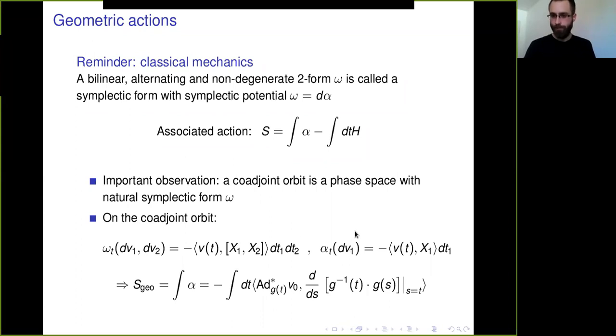Anyways, the symplectic potential is then just given as applying V onto x1. From this, one can define the geometric action by integrating over the symplectic potential alpha, which is then written out in terms of group elements in this form. V of t, as I said, is the coadjoint transformation of V0, so this is our transformed state at time t. And this vector down here is the representation of x1 in terms of group elements.